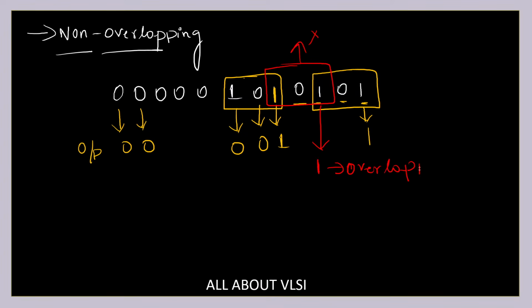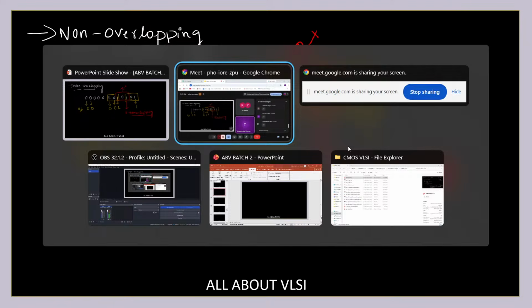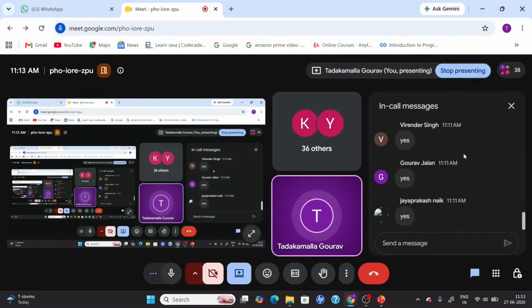So is this clear for everyone? Because many people get confused between overlapping and non-overlapping. So these are two kinds of sequences you can detect. Okay, shall we move forward? Is it clear for everyone? Okay, that's great.